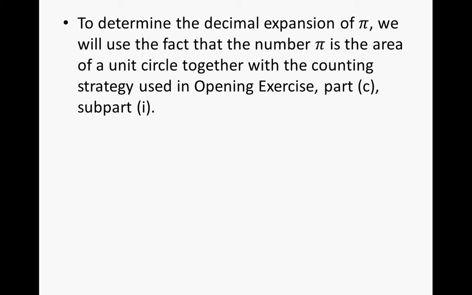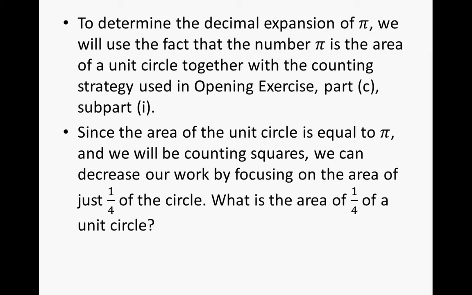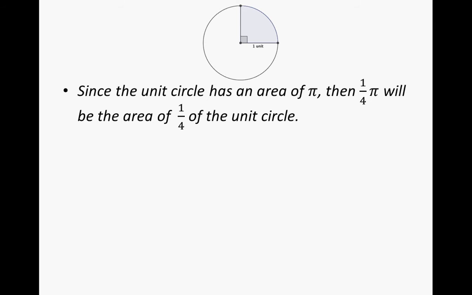To determine the decimal expansion of pi, we will use the fact that the number pi is the area of a unit circle together with the counting strategy used in opening exercise Part C, subpart 1. Since the area of a unit circle is equal to pi, and we will use the counting squares, we can decrease our work by focusing on the area of just 1/4 of the circle. What is the area of 1/4 of a unit circle? Since the unit circle has an area of pi, then 1/4 pi will be the area of 1/4 of a unit circle.